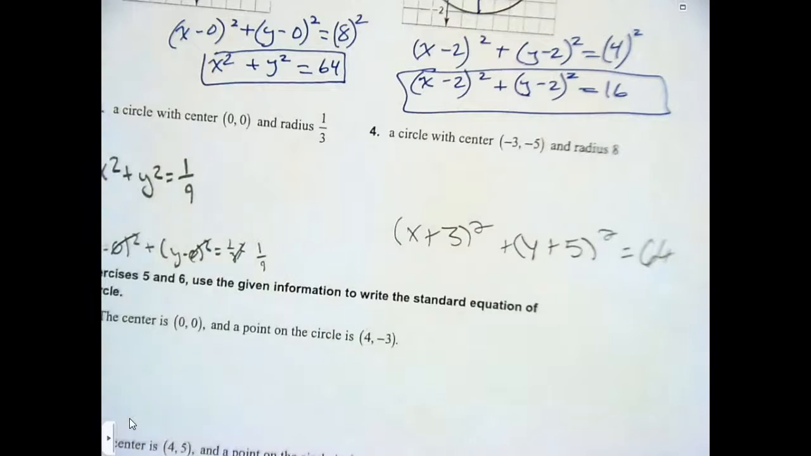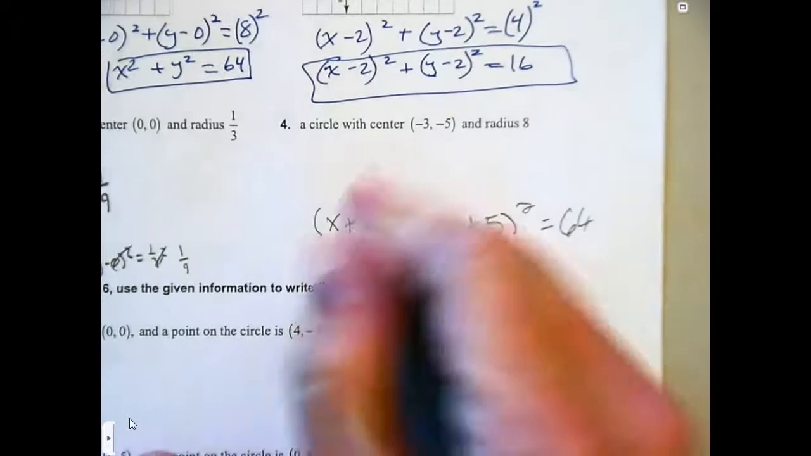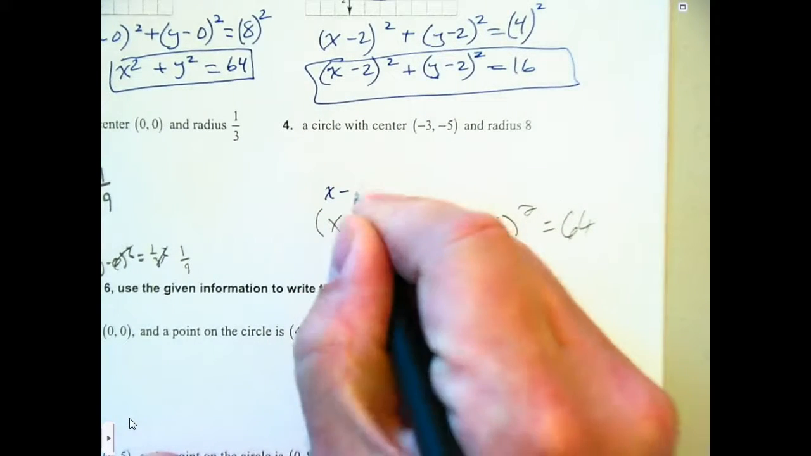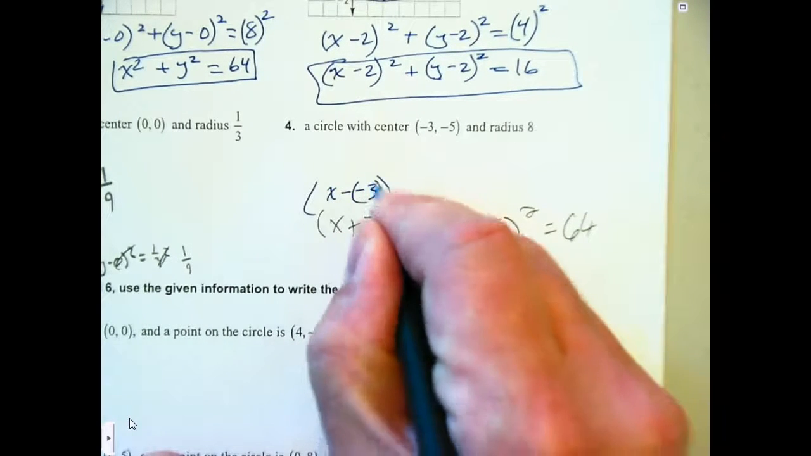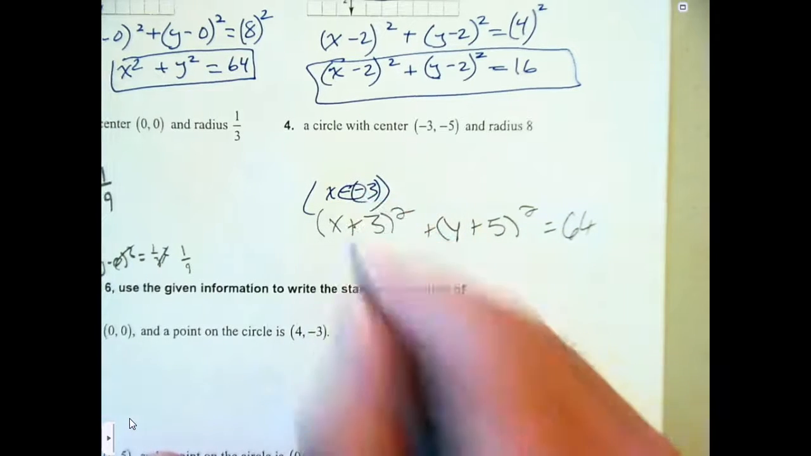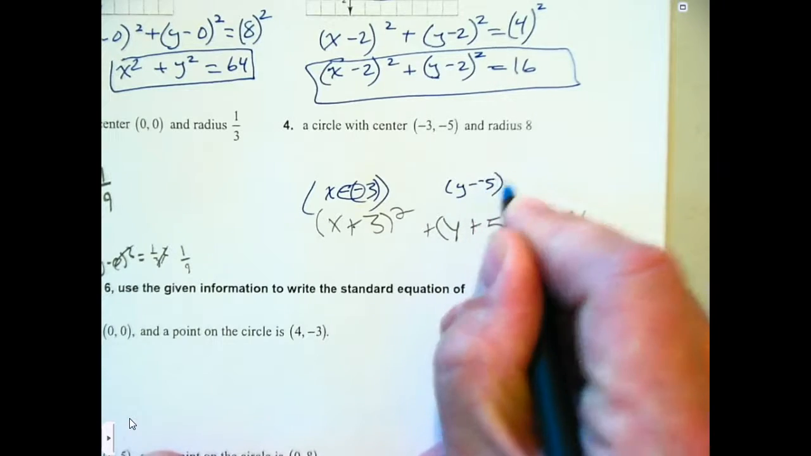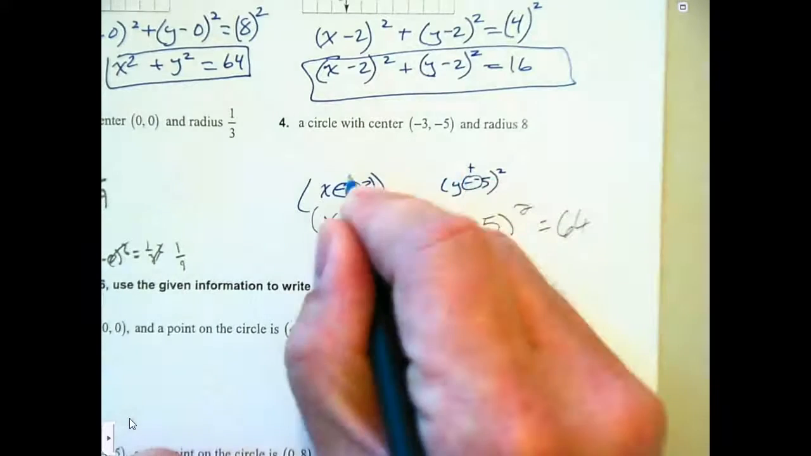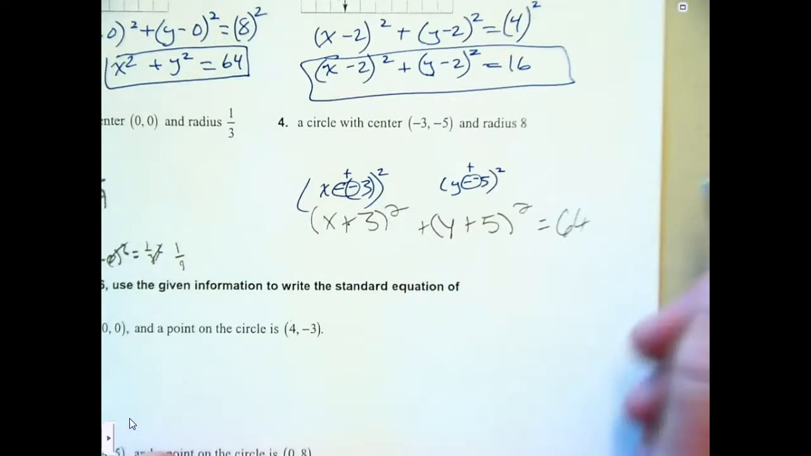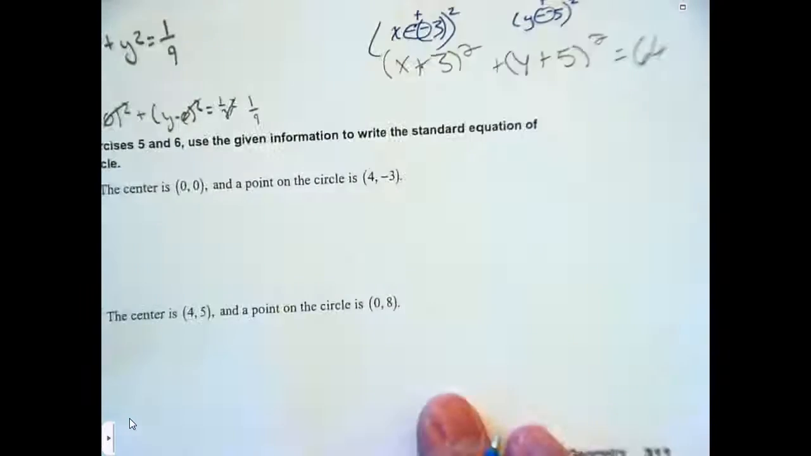All right, so they put x plus 3 quantity squared plus y plus 5 quantity squared equals 64. Notice it's plus because it was x minus -3 when you input that h value, and those two negatives become plus. And the same thing here, it was y minus -5. Those two negatives there become plus. Okay? Any questions? Hey, any thoughts on how to do number 5?